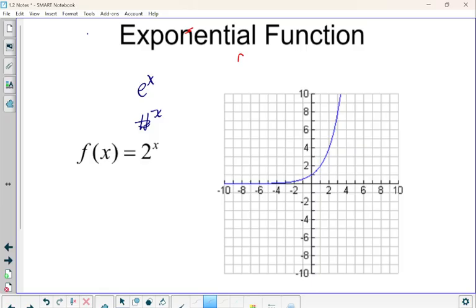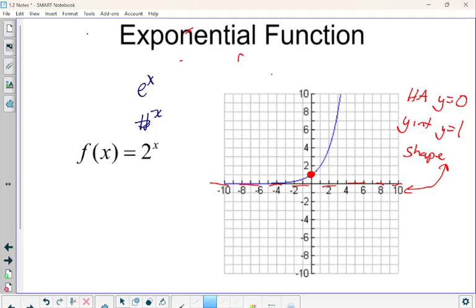Well, one thing you have to draw is the horizontal asymptote. This thing has a horizontal asymptote at y equals 0, the x-axis. Another thing you have to draw is the y-intercept. This thing has a y-intercept of y equals 1. And then lastly, you got to get the shape right. It goes along the asymptote, through the y-intercept, and then up.